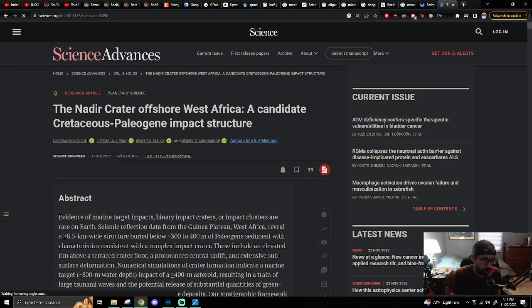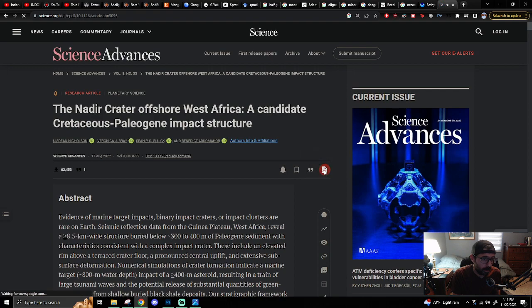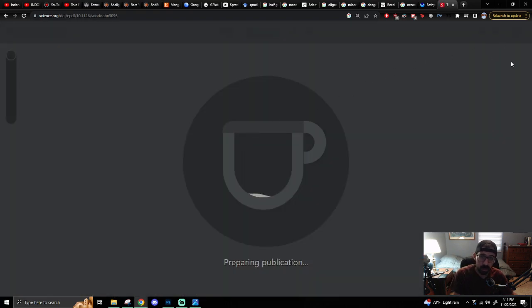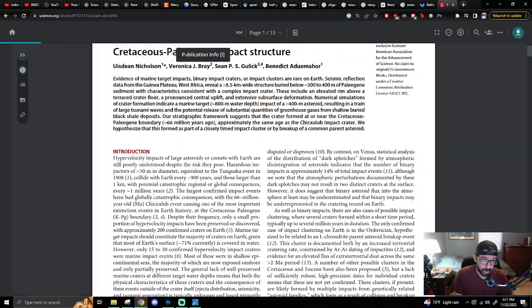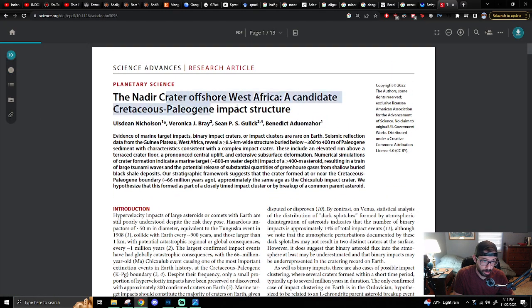If we look at this paper, they have such a cross-section of Nadir Crater, which is another KT boundary impact structure.